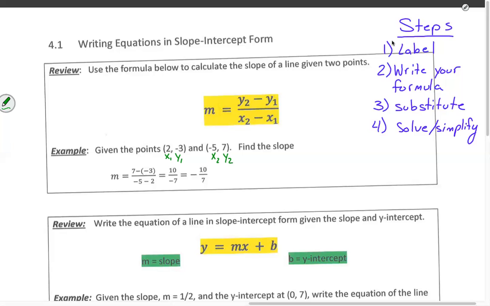Now I would write my formula. Okay, so my formula is written here. Typically I would write that right in here before this step right here. But because it's already done for us, I can't do that. Then I would substitute. You can see I substituted those points into the formula. So y2 was replaced with the 7, y1 was replaced with the -3, x2 was replaced with -5, and x1 was replaced with 2. And then the next step was the solving / simplify. Okay?